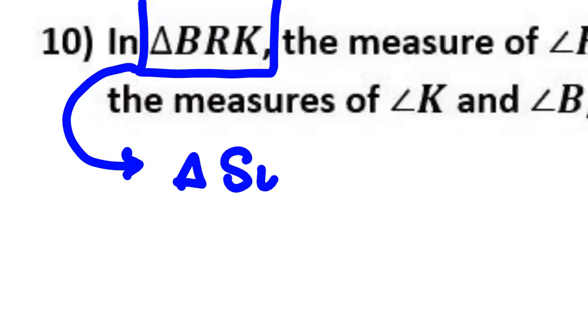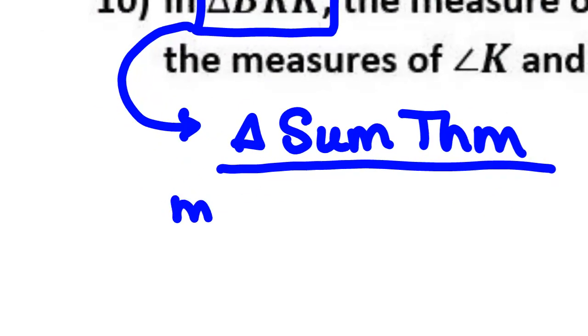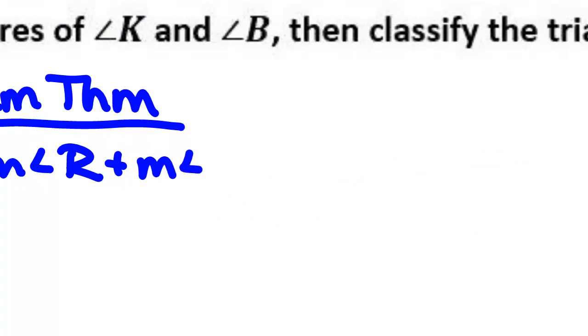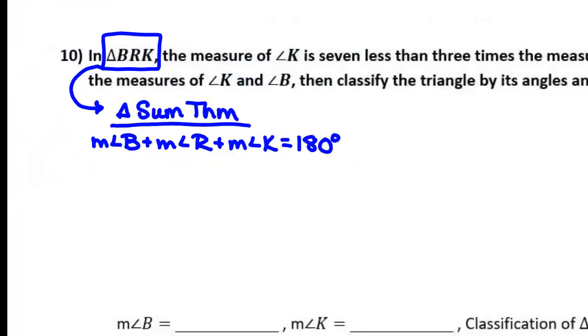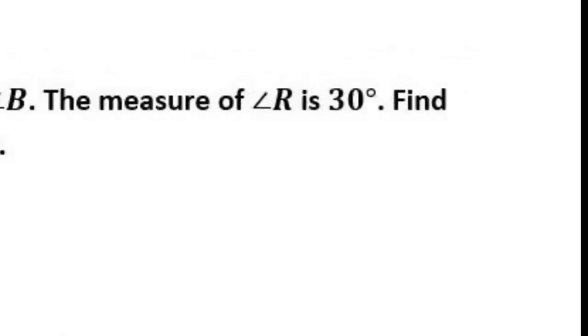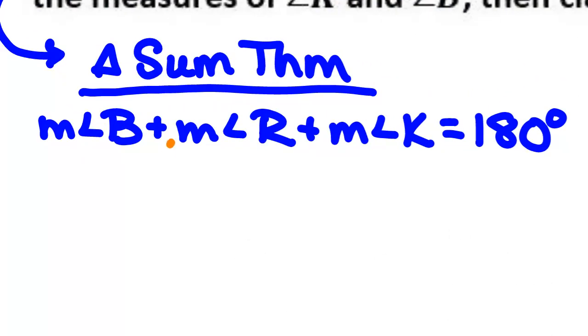So I'm going to use my triangle sum theorem. If I add all 3 of those angles, so the measure of angle B plus the measure of angle R plus the measure of angle K, if I add all 3 of those angles together, it's going to add up to 180. Well, I know that angle R is 30 degrees. So I'm going to come over here and I'm going to substitute 30 in the place of R.